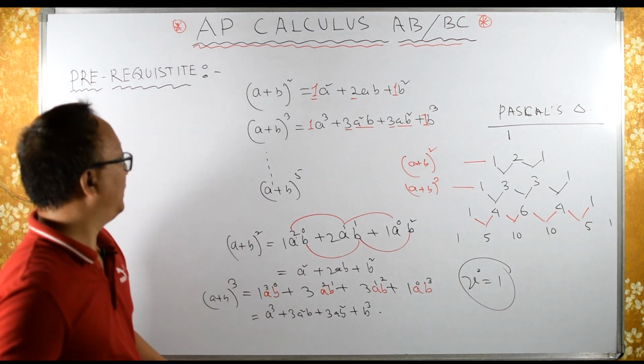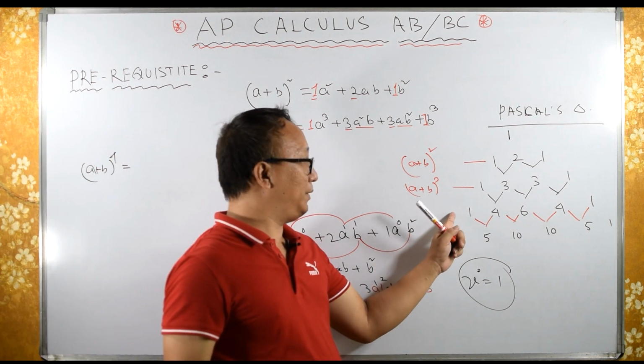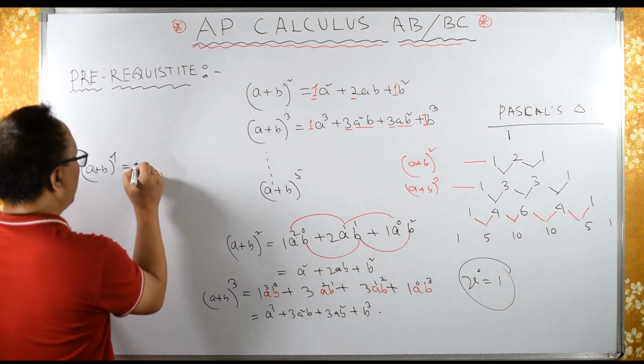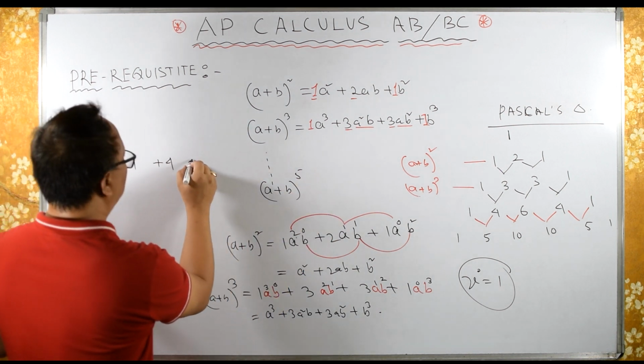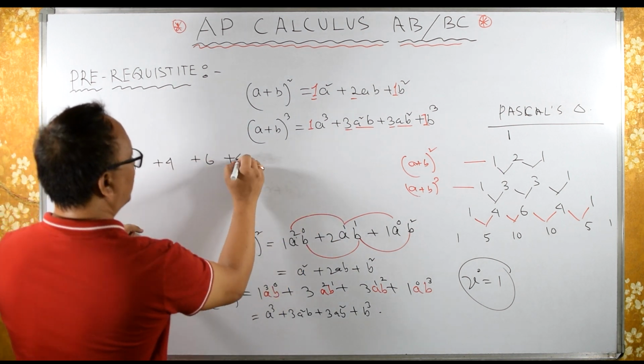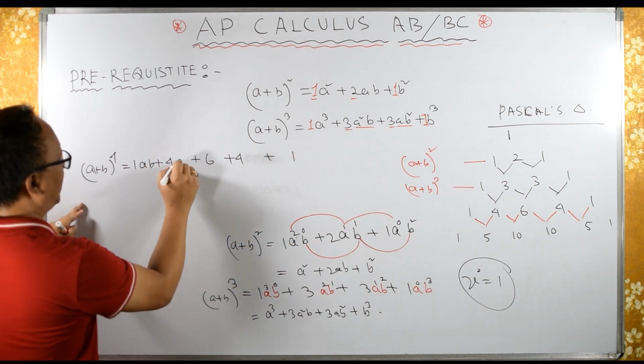It's very easy. Now let's see what (a plus b) raised to 4 is. The coefficients will be over here. Okay, this is what? Let's write down 1 plus 4 plus 6 plus 4 plus 1. Now write a b.